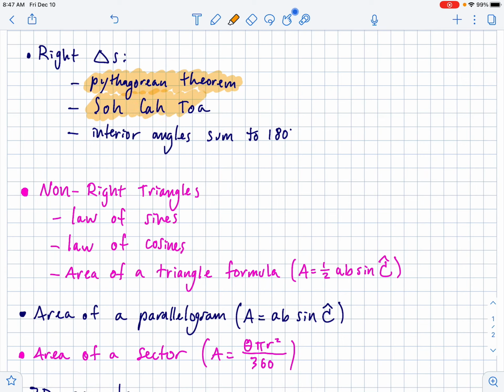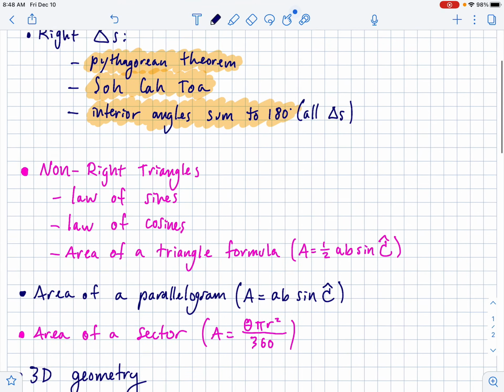There are also times where you've been asked to use SOH CAH TOA. Remember that stands for sine of theta equals opposite over hypotenuse, cosine of theta equals adjacent over hypotenuse, and tangent of theta equals opposite over adjacent. Something that does come up in certain triangle problems is that all the interior angles of a triangle sum to 180 degrees. Now, I put that in the right triangle section, but it's really for all triangles. So we'll put a little note: this is all triangles.